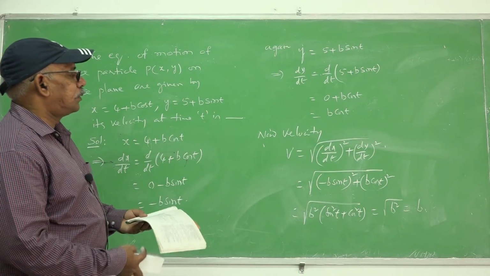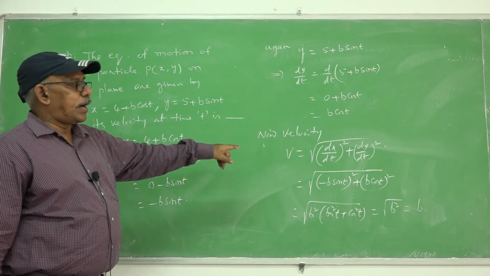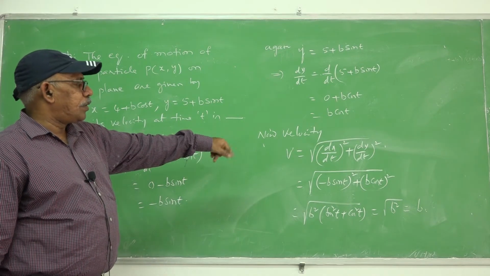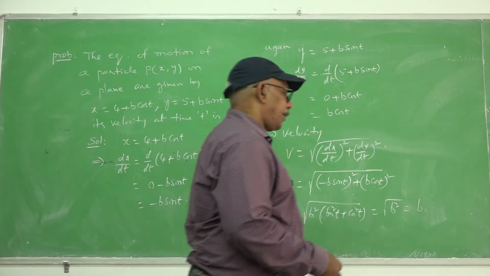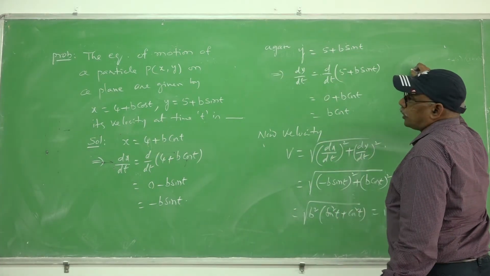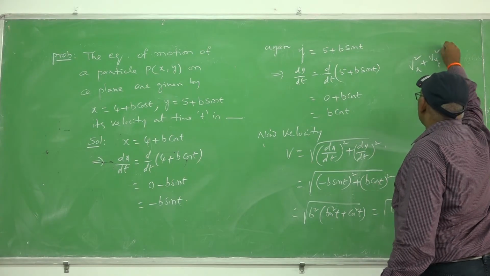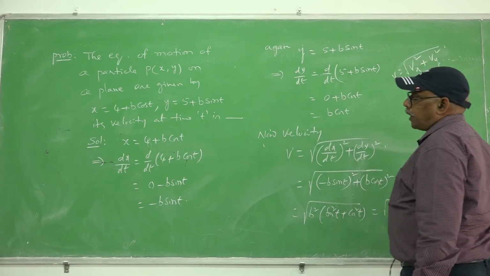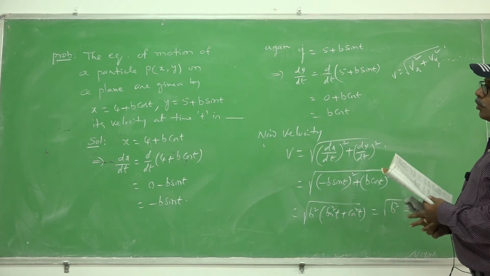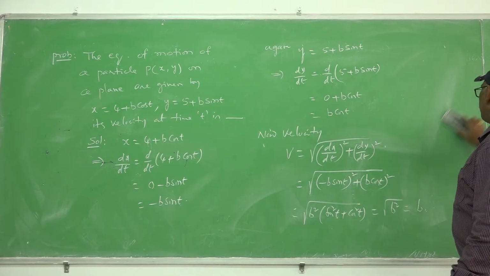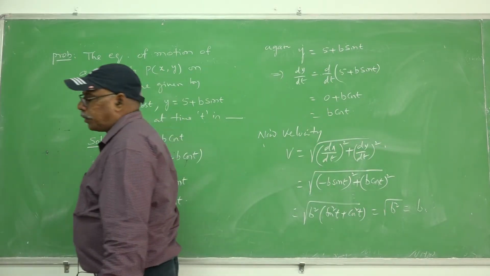In case the curve is given in its parametric form, you have to find the velocity with this formula, v equal to square root of dx by dt whole square plus dy by dt whole square. That means the component of velocity along the x axis square plus the component of velocity along the y axis square, under root, gives us the velocity of the particle moving on the curve, where the equation of the curve is given in its parametric form.